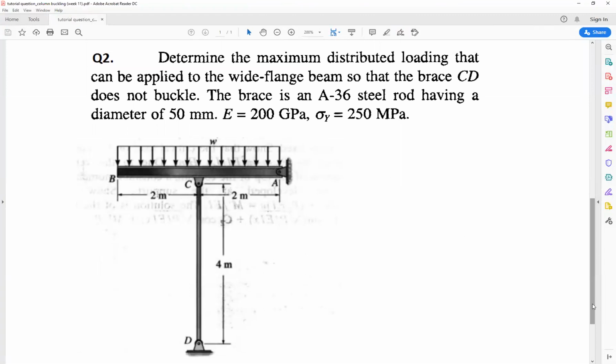So now we have the second problem in buckling. We have a horizontal beam AB and a vertical column or brace CD, and this beam is loaded with the uniform load W. The requirement is to find the maximum W that can be applied so that the brace, the column CD, doesn't buckle. The column is 50 in diameter, the Young's modulus is 200, and the yield strength is 250. This is the same as the previous problem, but has another idea: using the critical buckling load to find the maximum W.